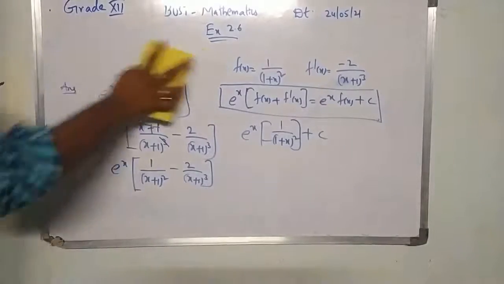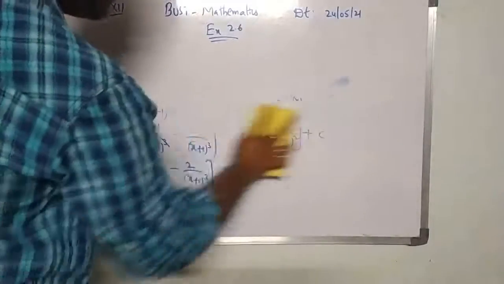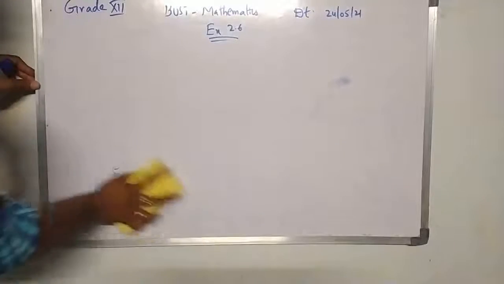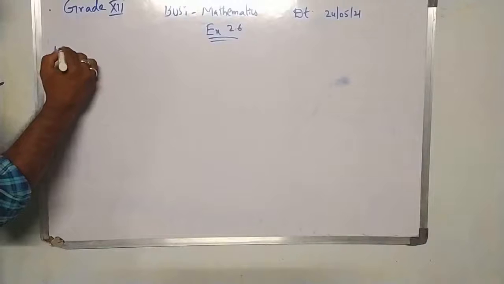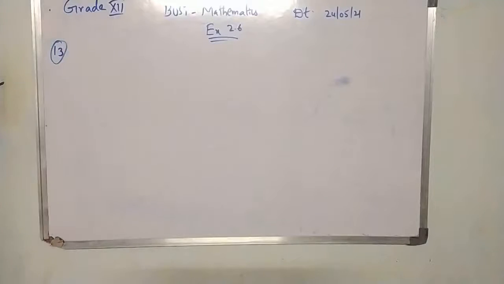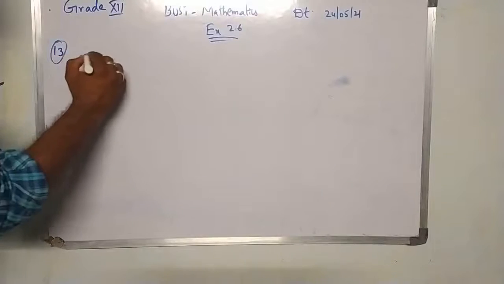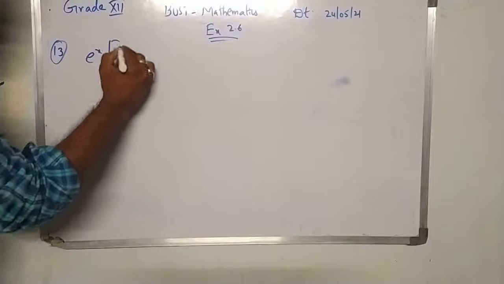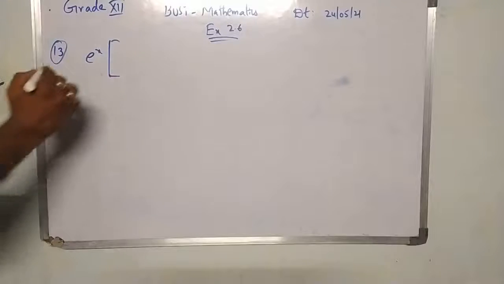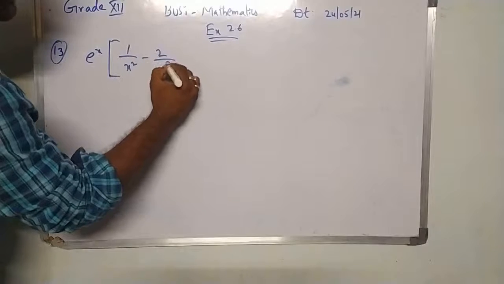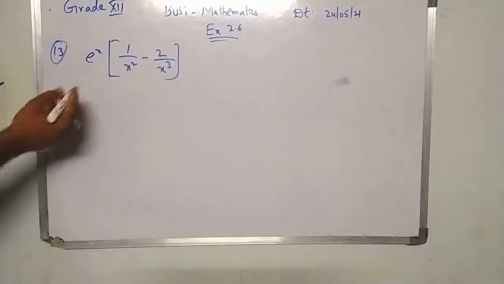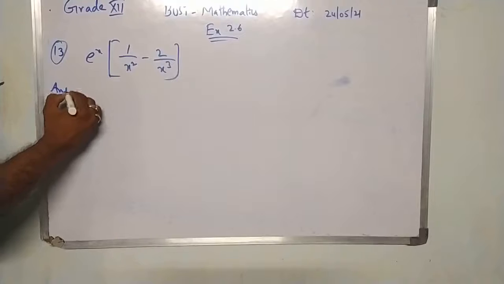Next, let us see the 13th question. So the 13th question, e power x into 1 by x square minus 2 by x cube. So it's a direct statement given.